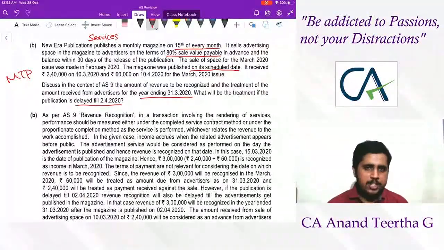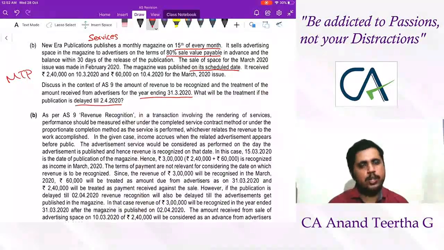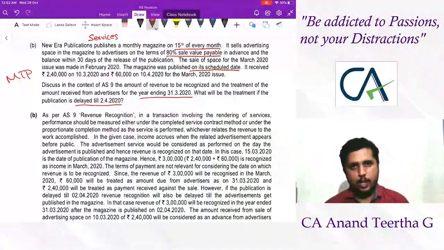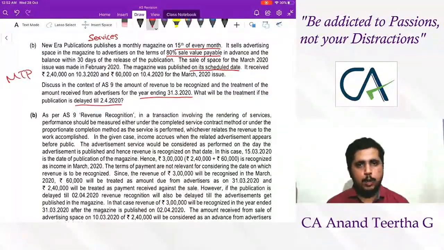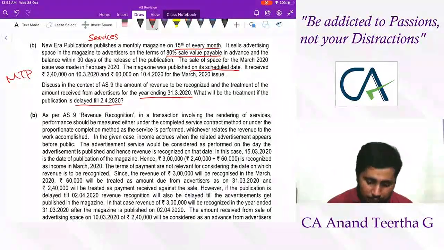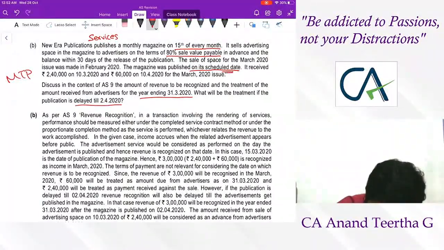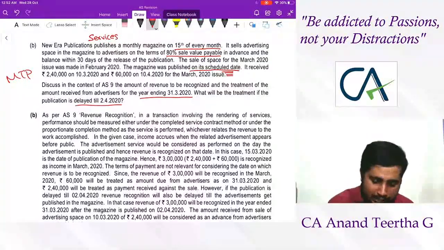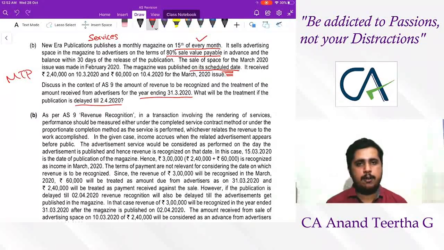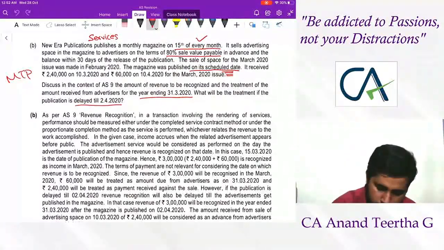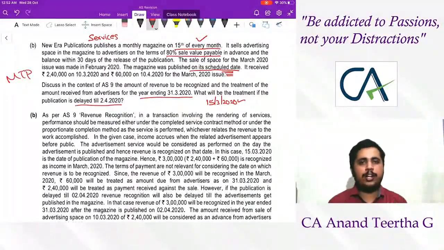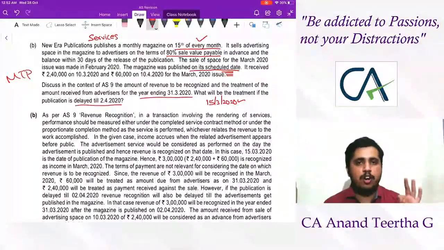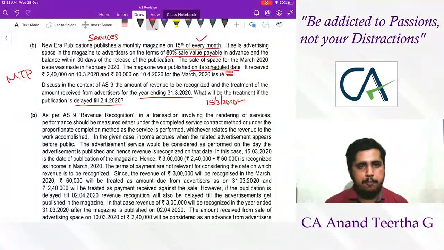So once you are publishing your issue, that itself is going to be your rendering of services, which means till you publish it, do not recognize revenue. That's the entire thing. Till you publish, don't recognize revenue. And therefore, what did they say? Publishing is happening on its scheduled date. What is that scheduled date? 15th of every month. So for March 2020 issue, 15th March is the scheduled date. So that is the date of revenue recognition. So recognize revenue on 15th of March 2020.